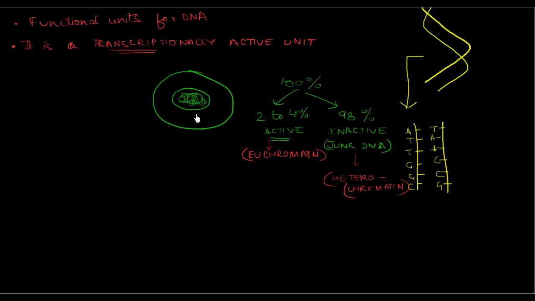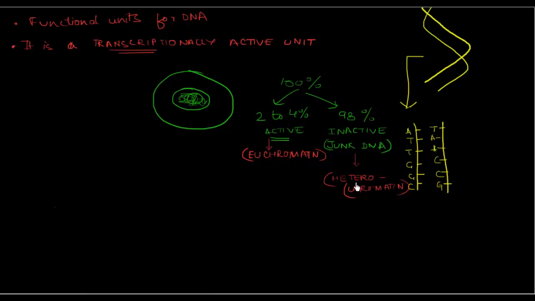A gene could not be seen in the heterochromatin area because this is junk DNA. It's a dormant DNA which is not participating in any kind of protein synthesis. It's only the euchromatin which is involved in the process. So quite obviously, genes would be located in the euchromatin area.